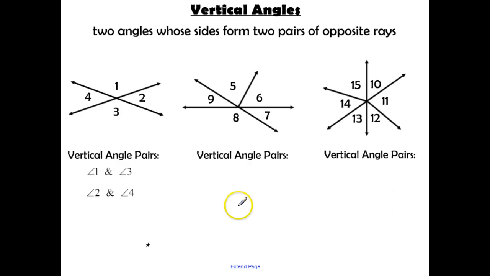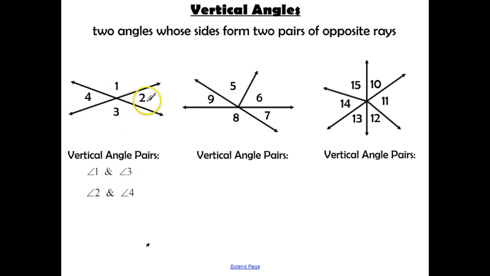Vertical angles are two angles whose sides form two pairs of opposite rays. So if you look at this first set, we talked about opposite rays before, and those are two rays that go in complete opposite directions with a common initial point, so it's actually a line. So we have vertical angles when you have two lines that intersect each other, and they're the ones that are opposite from each other. So in this first diagram, angle 1 and 3 are vertical angles.